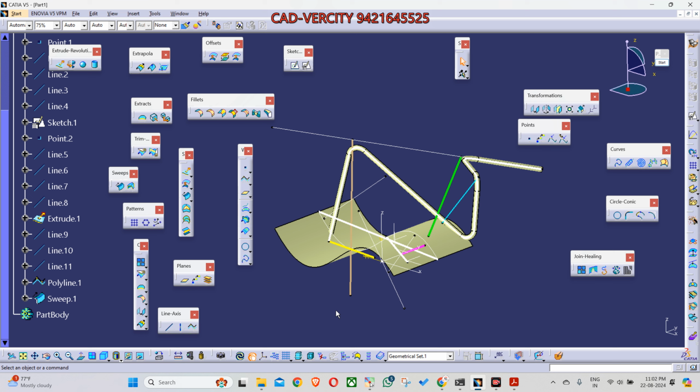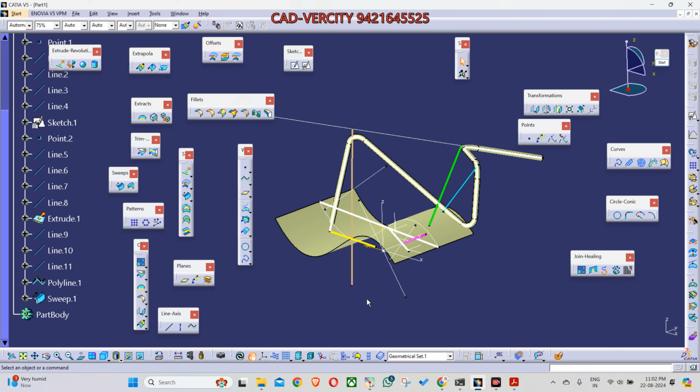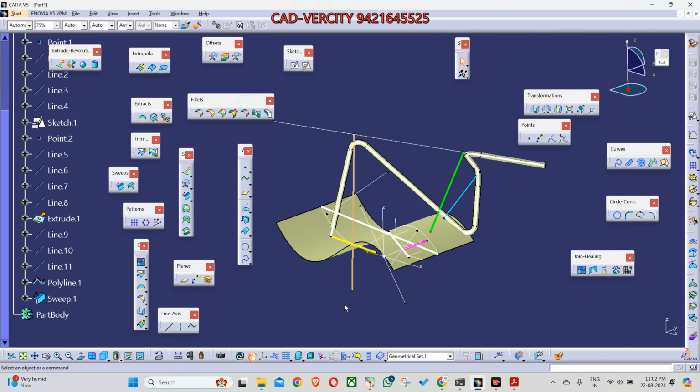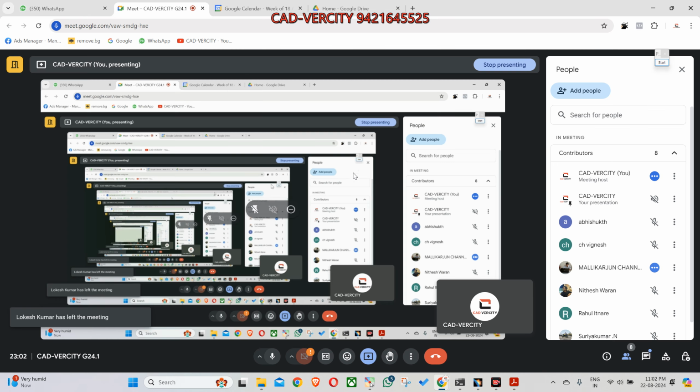Shall we stop over here? Any doubt in any command? Yes, sir, we can stop. Okay, no issue. So we will connect tomorrow. If you want some time for practice, just drop a message in our CAD-VERCITY group. We will share some additional exercises. You will receive the PDF.